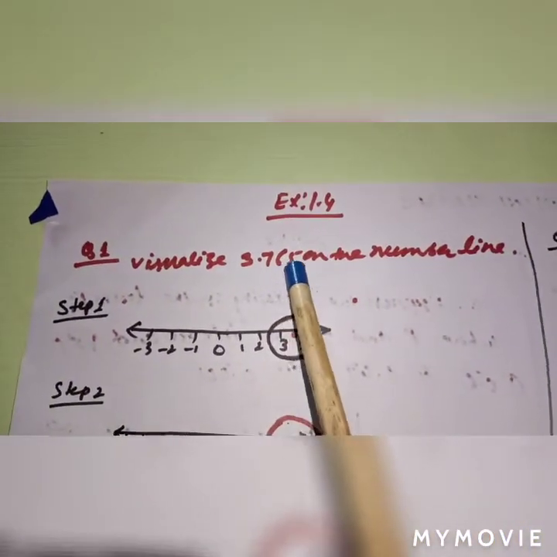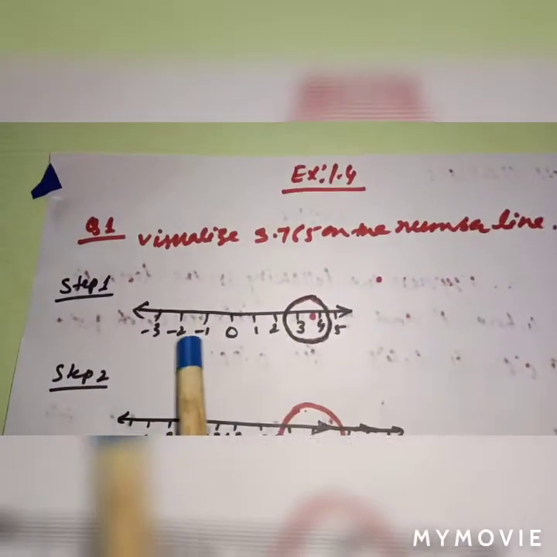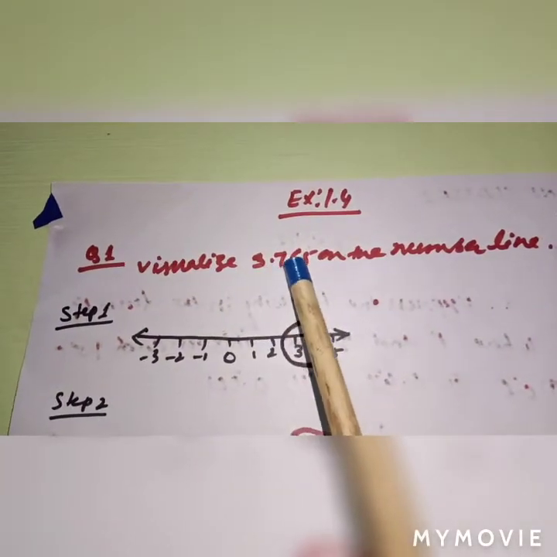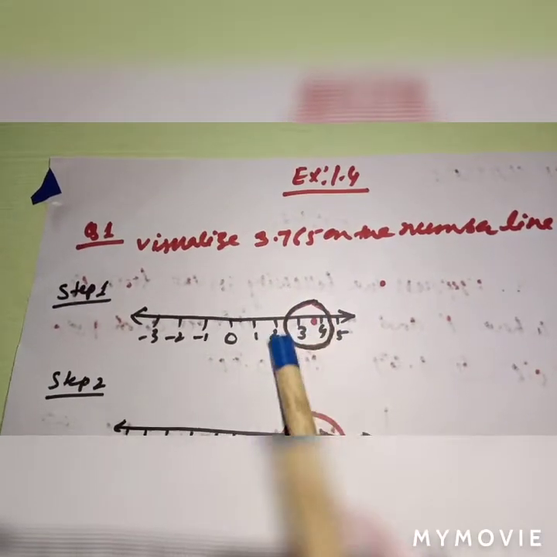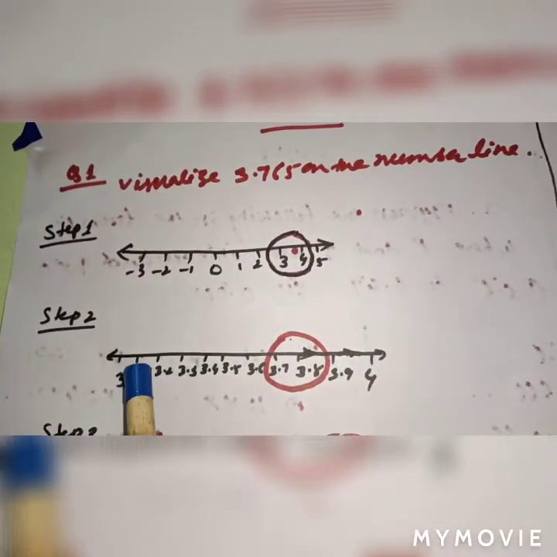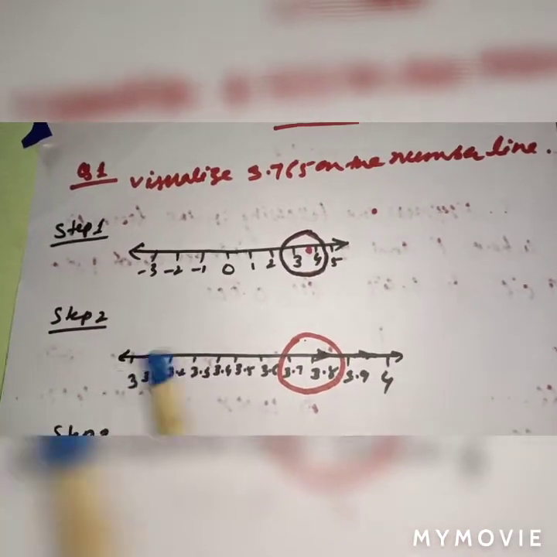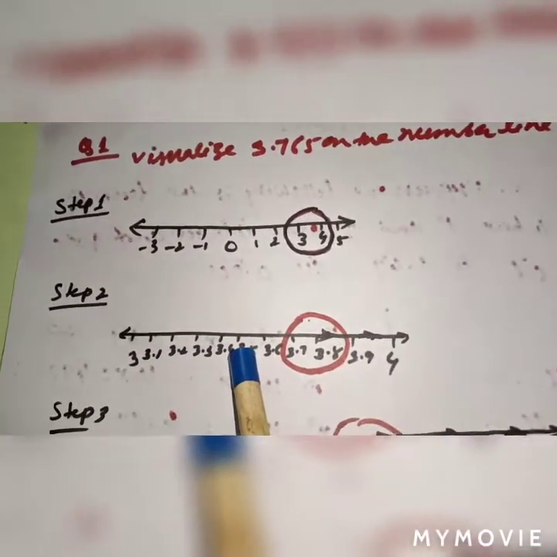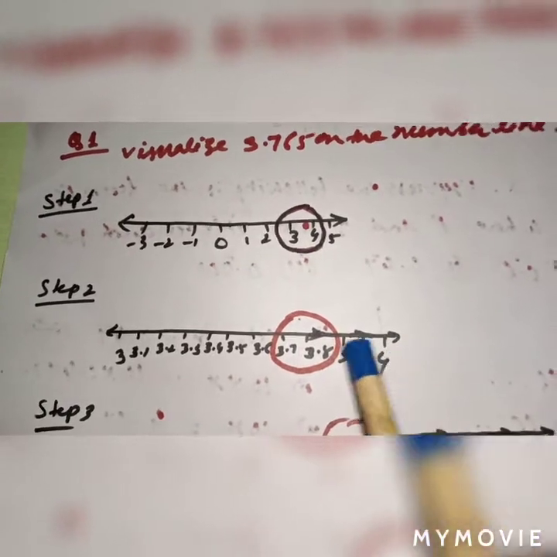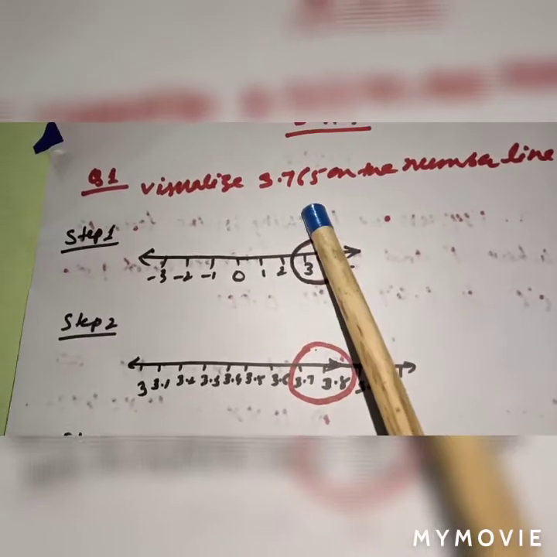See, 3.765. Step 1. First, you draw a number line, meaning integers. This is 0, 1, 2, 3, 4, 5, minus 1, minus 2, minus 3. Then you have to find out where this 3.765 lies. Between 3 and 4. There are 10 divisions, small divisions. So 3.1, 3.2, 3.3, 3.4, 3.5, 3.6, 3.7, 3.8, 3.9, 4. So now 3.76 lies between 3.7 and 3.8.